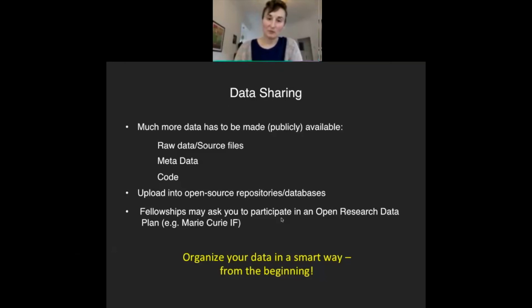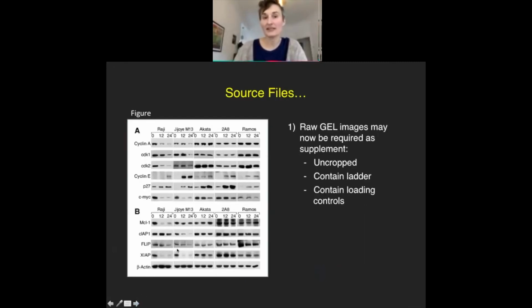Just be aware that it also means much more workload for you. When you put your paper together, please organize your data in a smart way from the beginning, because it can be really painful to go back and dig out all this raw data when you don't have it together with your actual figures, and then journals will ask for it. So I want to give you some actual examples.